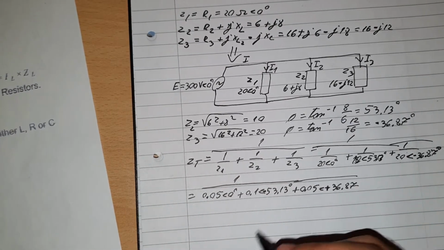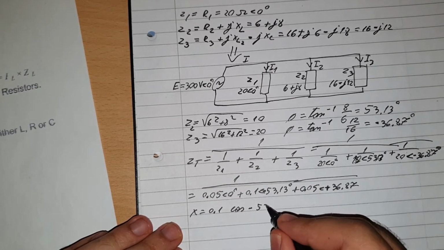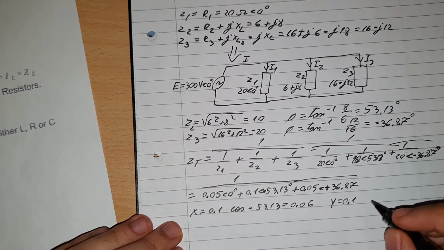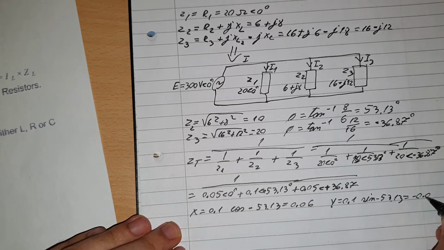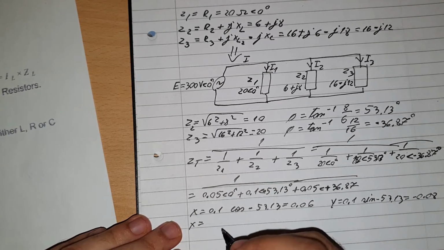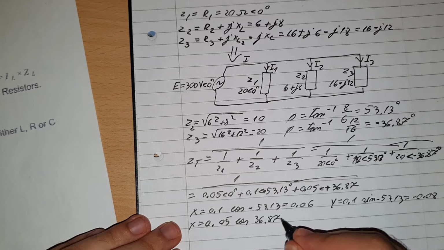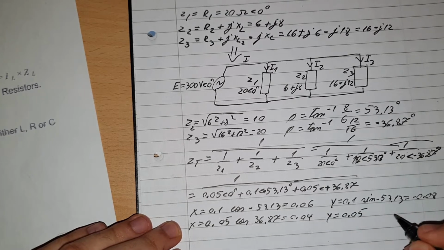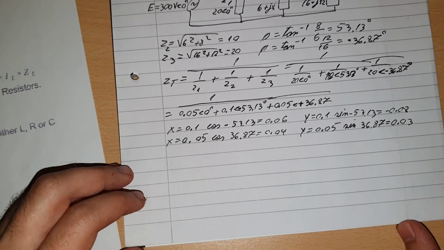Alright, now we need to calculate the x and y values. So x will be equal to 0.1 cosine of minus 53.13, that will be equal to 0.06, and y will be equal to 0.1 sine of minus 53.13, that will be equal to minus 0.08. X will be equal to 0.05 cosine 36.87, that will be equal to 0.04, and y will be equal to 0.05 sine 36.87, and that will be equal to 0.03. Alright, let me put this a bit higher so you can see.